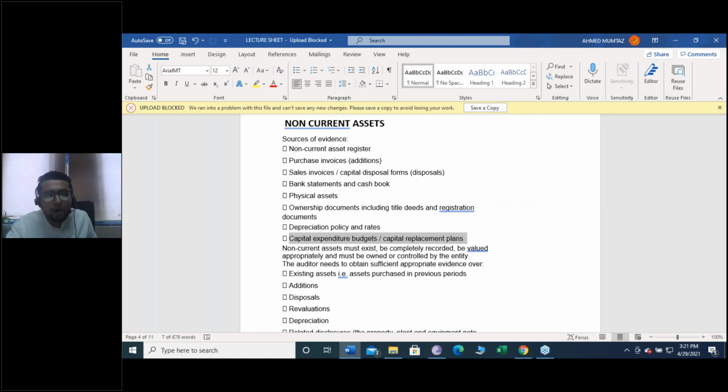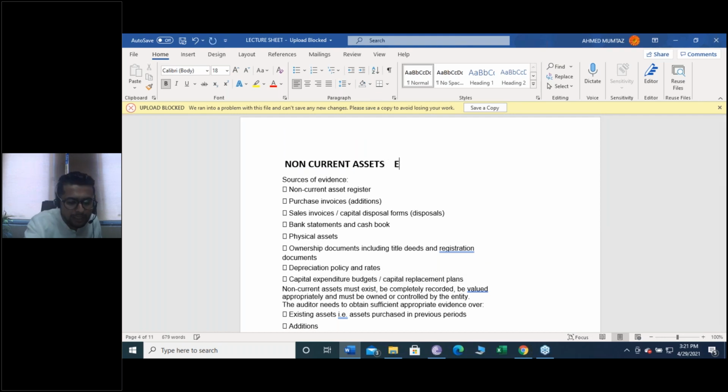That's completeness. Now I'm thinking EVCR. So if you are going to select a sample from the non-current asset register and verify by physical inspection, that's a procedure of existence. Now you can turn it around. You can select a sample of non-current assets which are present in the warehouse or in the factory in working condition, and then verify them in the non-current asset register. That's completeness. If you are going to get the breakdown of the non-current asset register and cast it, that's valuation.